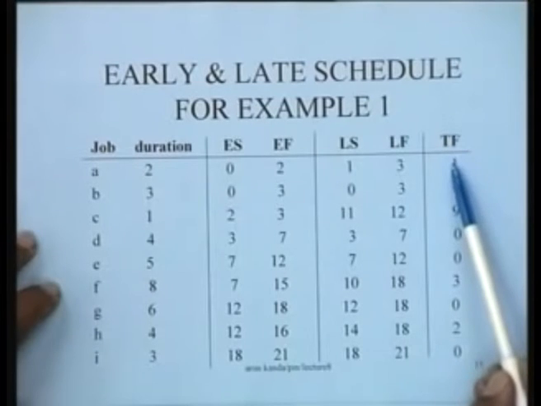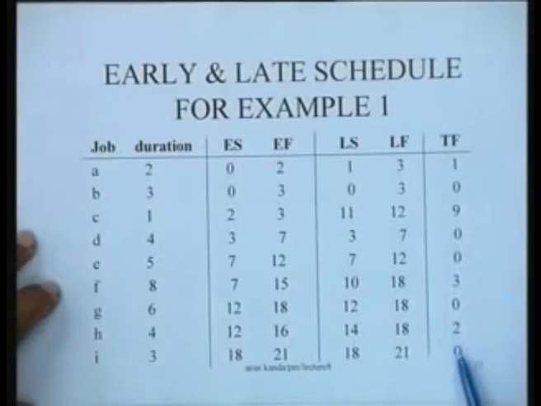And by this process we have been able to determine the total floats for all the activities. The activities which have 0 total float, for instance activity B or activity D or activity E or activity G or activity I, are the critical activities, or activities that lie on the critical path.